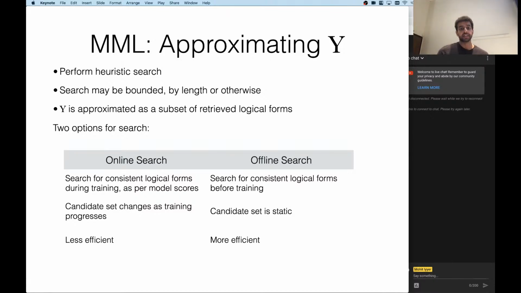Yeah, so the question is, for offline search, how do we get the set of candidates, right? Are we doing kind of a retrieval-based approach where we already have some huge set of logical forms, and then we search over those logical forms to find the ones that execute to the answer? Usually it's not like that because there are just so many logical forms, right? You can't just enumerate over all of them.